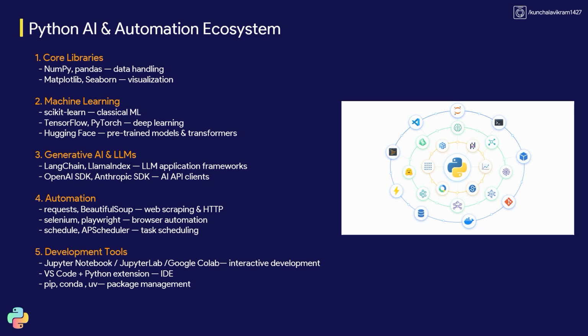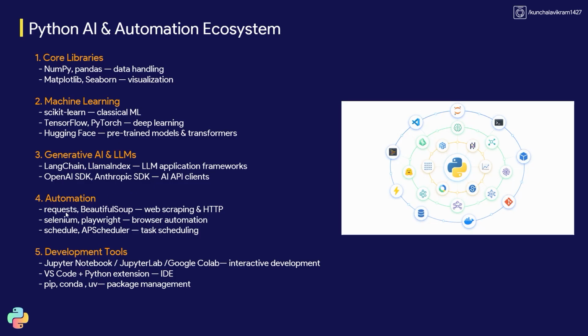And coming to Python for AI and automation, at the foundation, you have core libraries like NumPy and Pandas for data handling, and for visualization you have Matplotlib and Seaborn. For machine learning, you have scikit-learn covering classic ML algorithms, while TensorFlow and PyTorch handle deep learning. Hugging Face provides access to thousands of pre-trained models. We'll also see this in our AI series. In generative AI and LLMs, LangChain and LlamaIndex are go-to frameworks for building LLM-powered applications. And OpenAI and Anthropic SDKs let you integrate their APIs directly into your code and let you build AI agents.